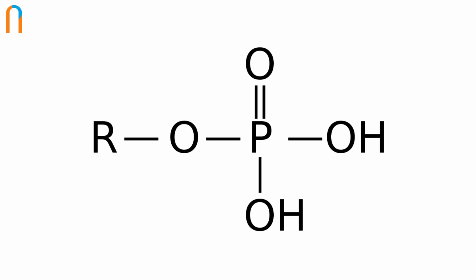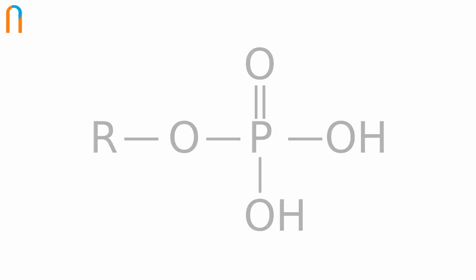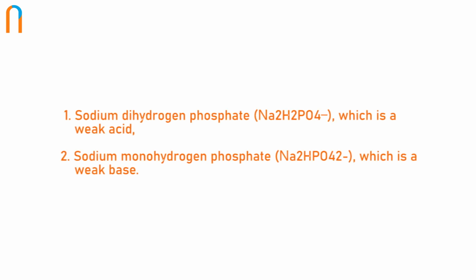Phosphates are found in the blood in two forms: sodium dihydrogen phosphate, which is the weak acid, and sodium monohydrogen phosphate, which is a weak base.